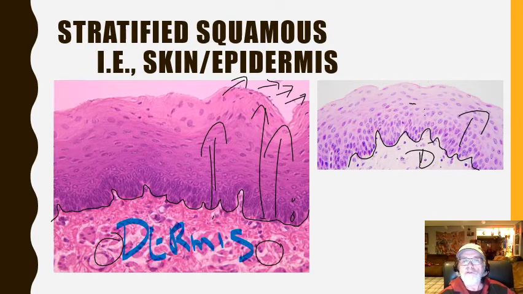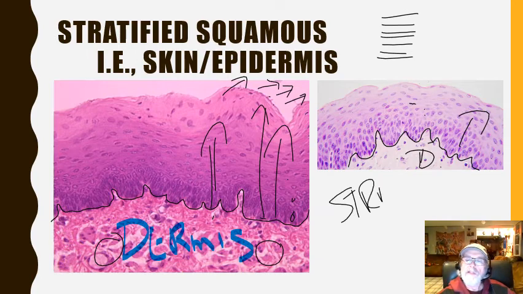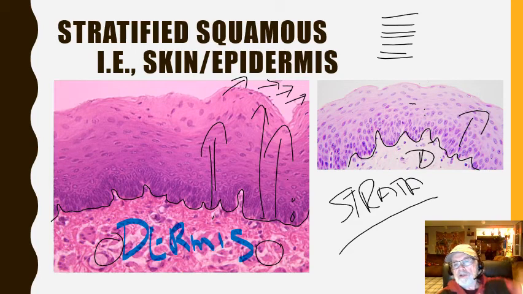It's called stratified squamous. The cells basically have a flat appearance, but they're layered one on top of another, on top of another. They're in strata. Strata means layers. Stratosphere, layers. It's the layer like the atmosphere, you know.